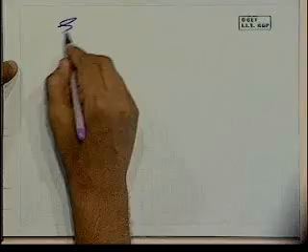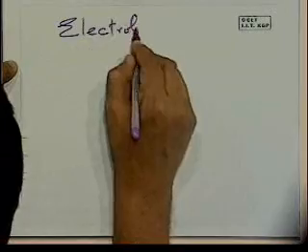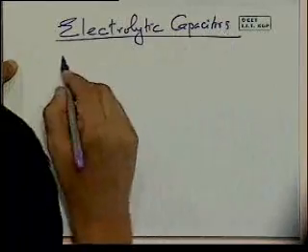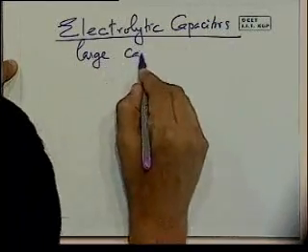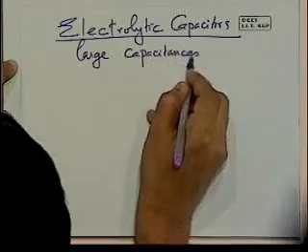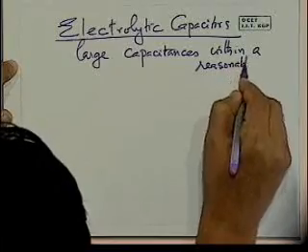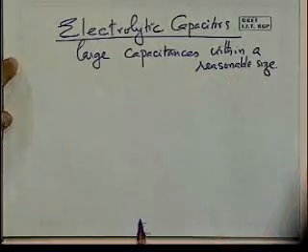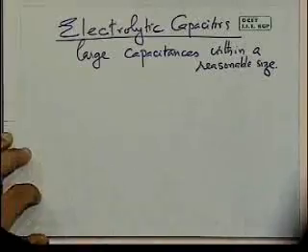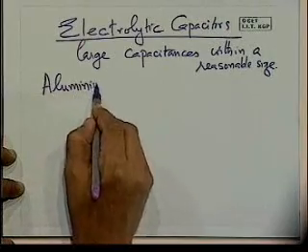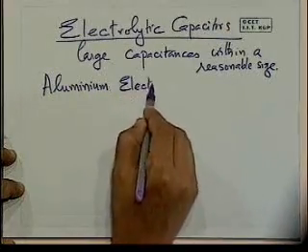The next design is what are called electrolytic capacitors. And this is the approach we would take for getting large capacitances within a reasonable size. I want large values of capacitance. One thing I can do is to make it very big, but here I want the reasonable size too, and in that case the electrolytic capacitors are good. The first example we look at is the aluminum electrolytic capacitor.